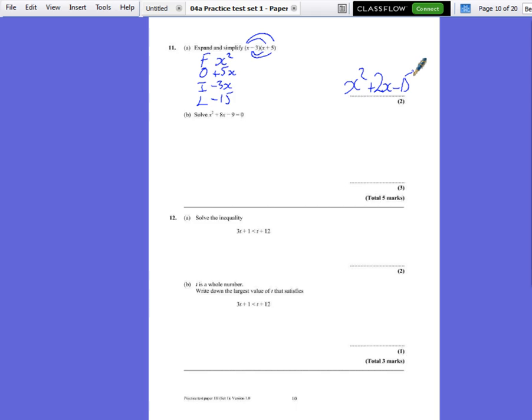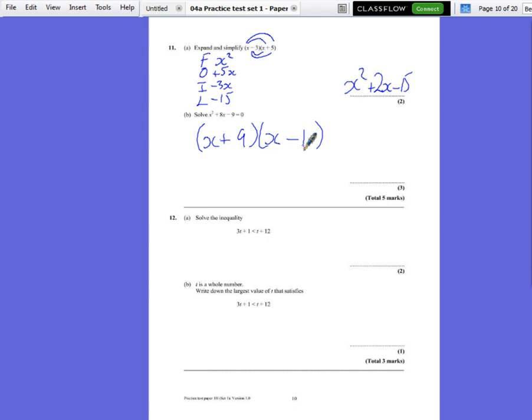Solve x squared plus 8x minus 9 equals 0. So it's a non-calculator paper, so we need to factorise that. So it's going to factorise into 2 sets of brackets. We need 2 numbers that multiply together to give minus 9 and add together to give 8. So that'll be plus 9 and minus 1. So 9 times minus 1 is minus 9, and 9 plus minus 1 is 8. We can check that with FOIL if you want to expand it out again, but that works.